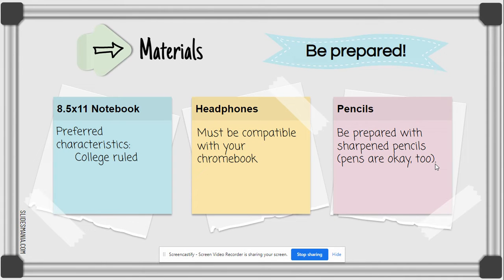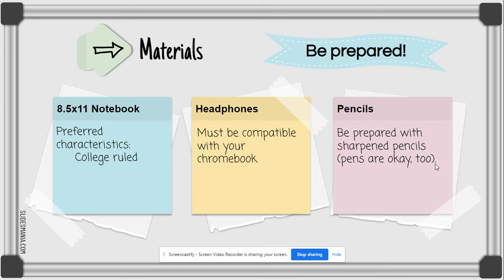So let's start with materials. There are three categories of materials that you need in order to be prepared for class. First is an 8.5 by 11 notebook. I would prefer that it's college ruled because that gives you more lines to work with. If you do not have a notebook, that is okay. You can use loose leaf paper and then keep all of your notes in the ELA tab divider of your binder.